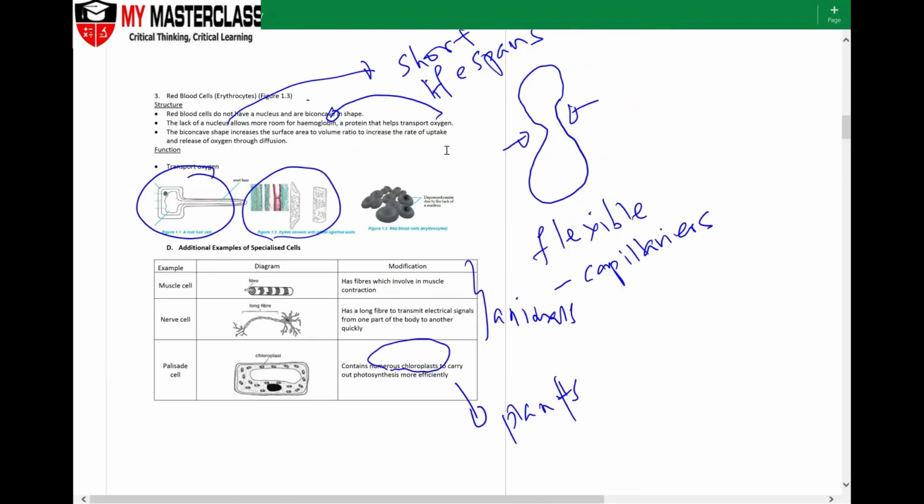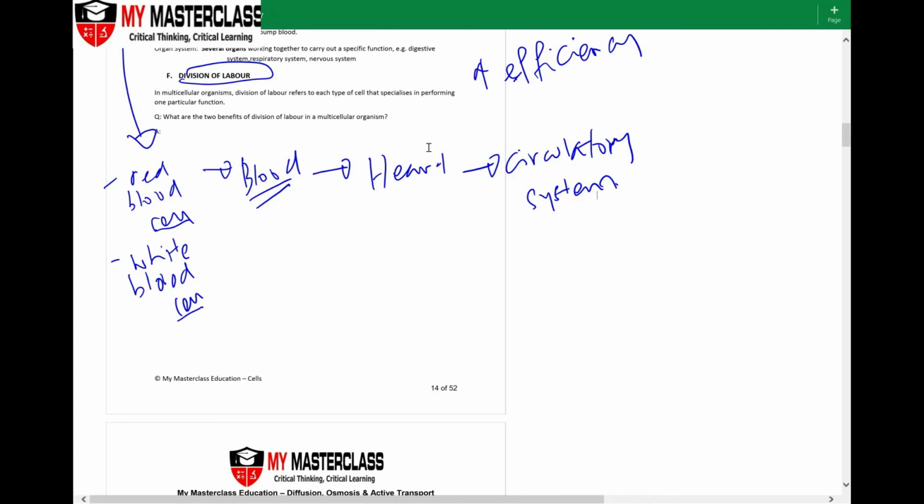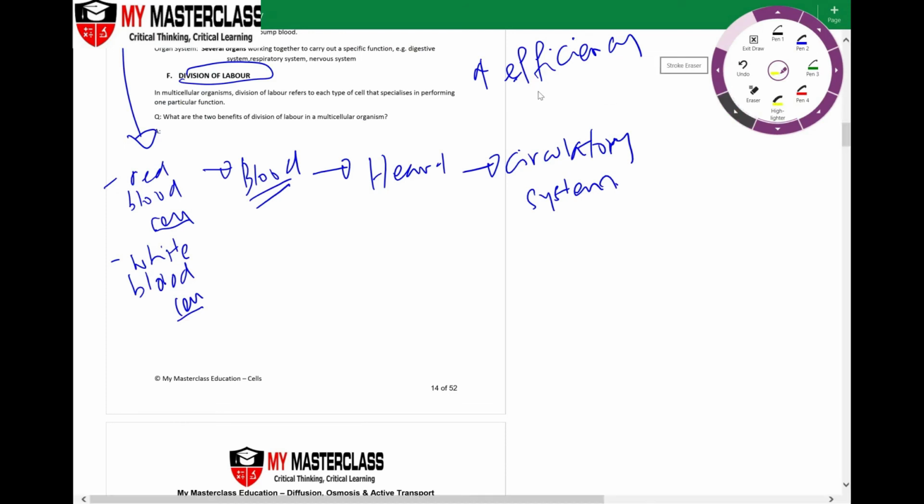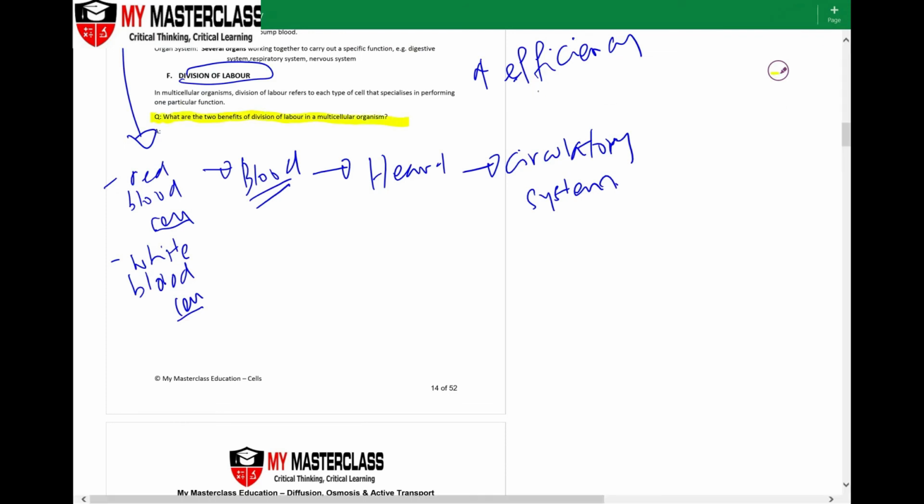Okay, we will be practicing some questions. Now before we practice some questions in your respective areas for this topic, can you all just finish this part? Okay, the two benefits of division of labor with a checkpoint in multicellular organisms.